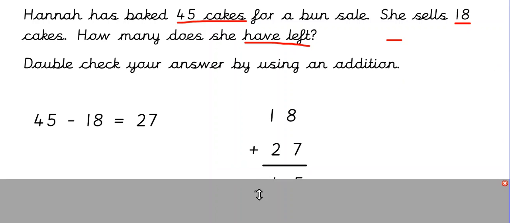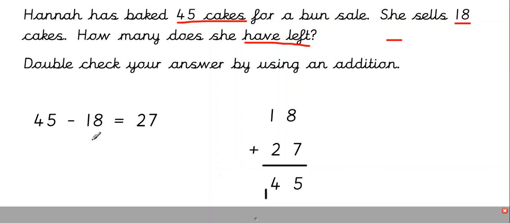Okay, so first of all then, we've got 45 minus 18, which is 27. So we're saying that she has 27 cakes left. So we're going to double check our answer now by using an addition. So I'm going to do 27, my answer, plus 18.